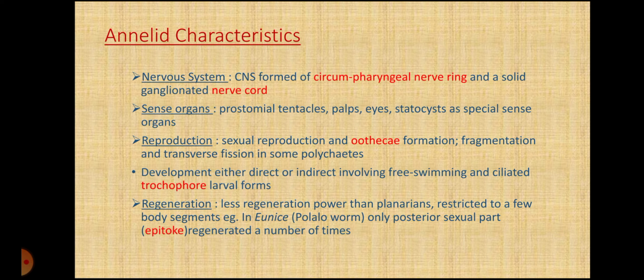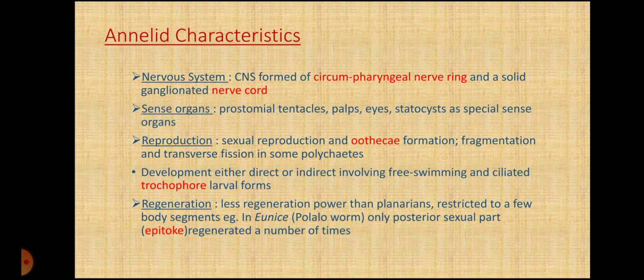The development in annelids is either direct or indirect. Direct development occurs in the monoecious forms like earthworm and leech, while indirect development occurs through a free swimming and ciliated larval form that is called the trochophore larva. The indirect development occurs in the dioecious forms like Nereis.